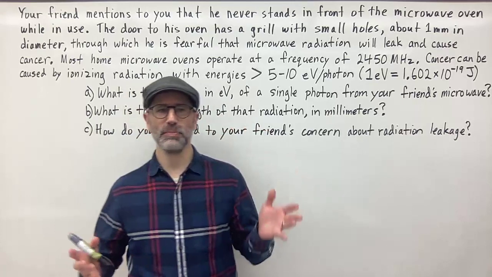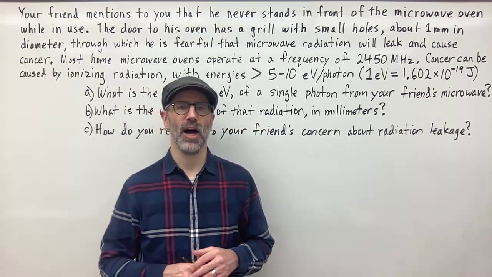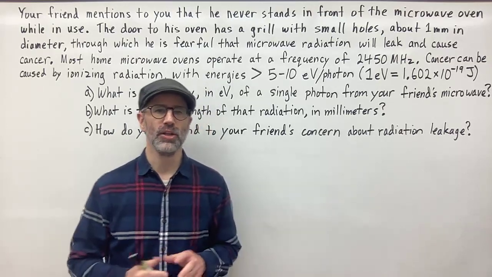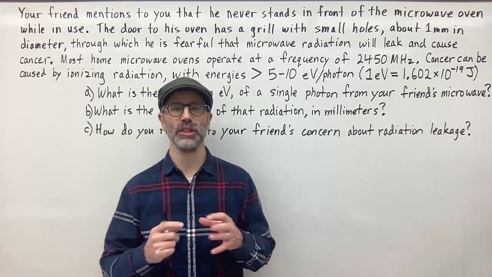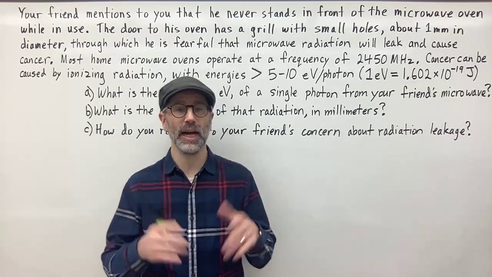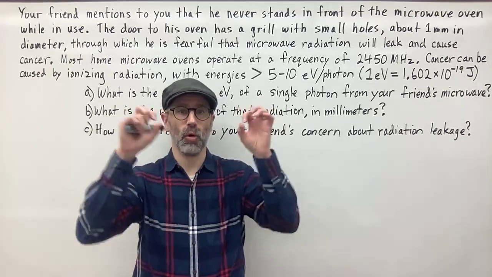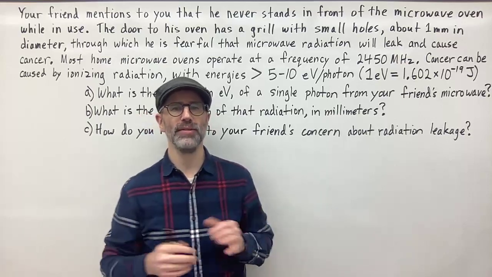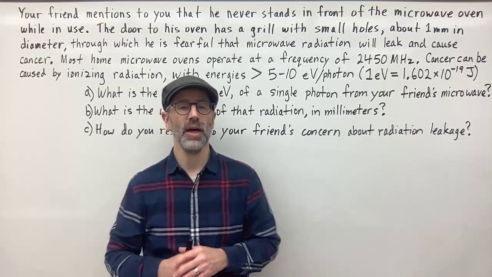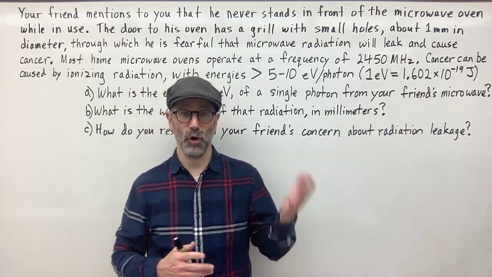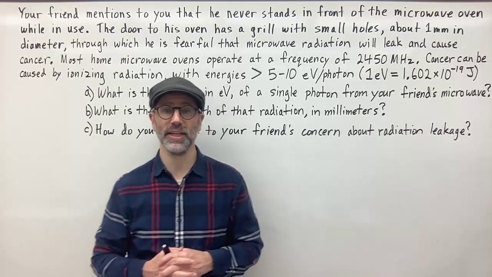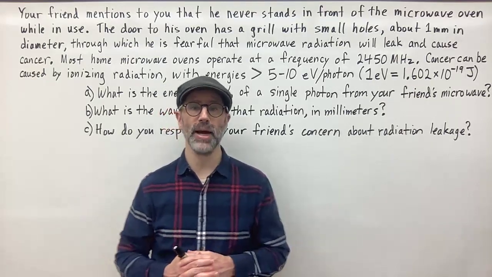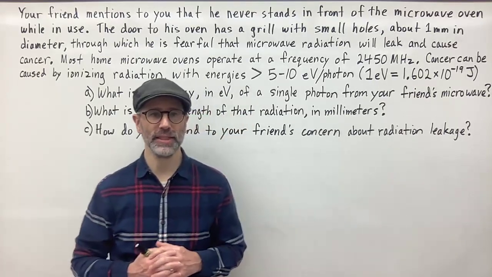Okay, so in this problem your friend mentions to you that he never stands in front of a microwave oven while in use. The door to his oven has a grill with small holes in it. You may have seen holes or a grill in the front door of your microwave. I don't know if all microwaves have that these days, but I've noticed them more and more. So this friend has a grill with small holes in it, about a millimeter in diameter, through which he is fearful that microwave radiation will leak and cause cancer.